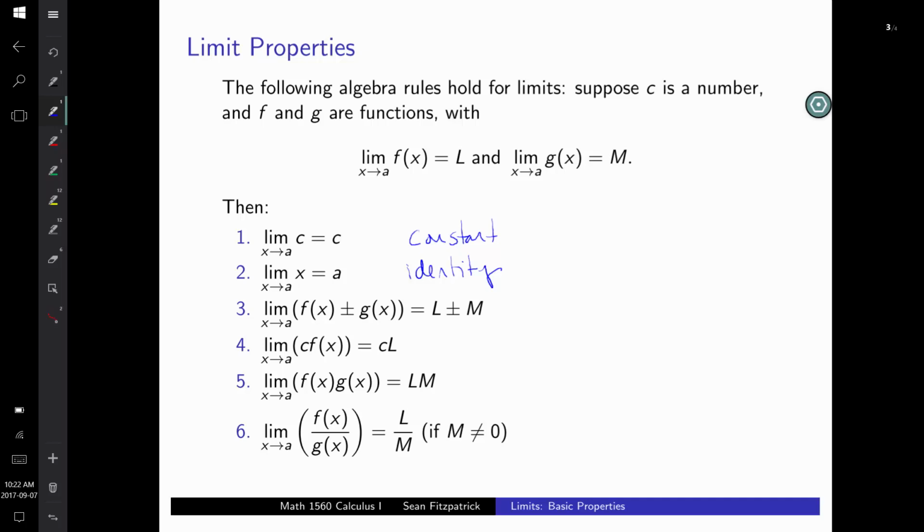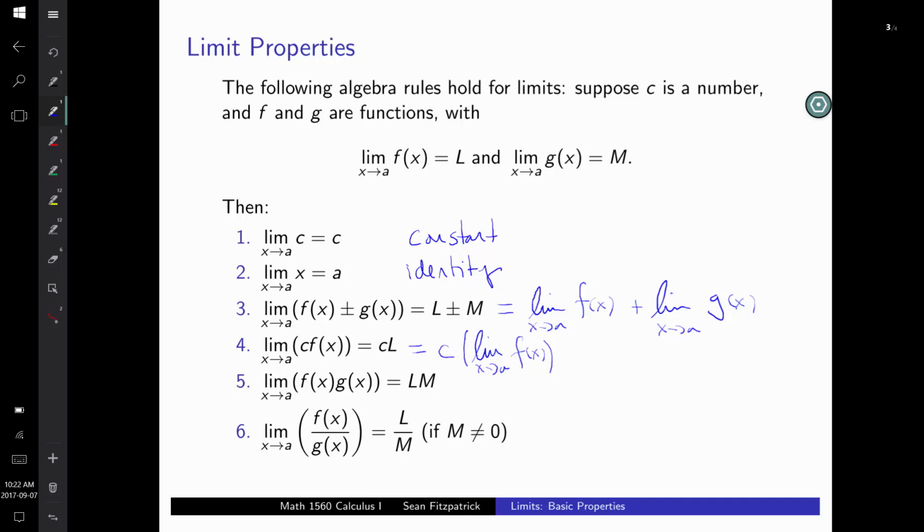I think there's no controversy on these statements. The remaining ones are sort of algebraic properties. They tell you that, for example, the limit of a sum is the sum of the limits. So we could write this if we want as the limit of f plus g is the limit of f plus the limit of g. And similarly, if you have a constant inside the limit, you can pull it out. Okay. Limit of a product is the product of the limits. Limit of a quotient is the quotient of the limits.